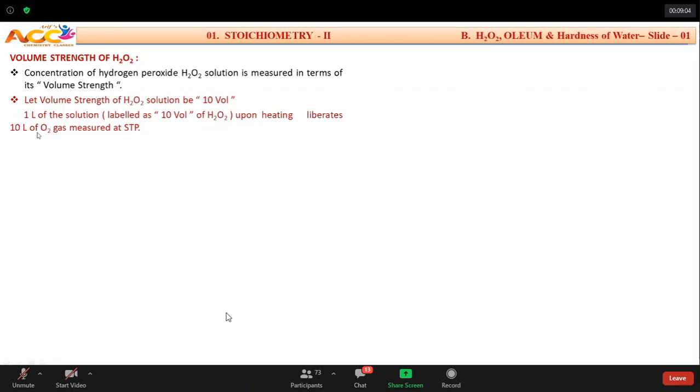But coming from where? 1 liter. And what is the condition? STP for oxygen. Only two things you have to remember: how much oxygen is coming at STP, point number one, and the sample quantity, which is fixed always, 1 liter. Suppose someone says, sir, I am getting 33 liters of oxygen at STP. It is called 33 volumes. So 1 liter of solution labeled as 10 volumes of H2O2 should give you 10 liters of oxygen measured at STP. That is the meaning of volume strength of hydrogen peroxide.